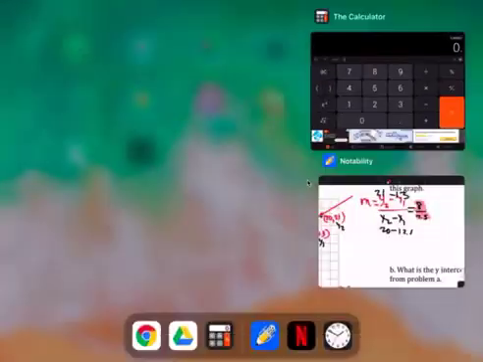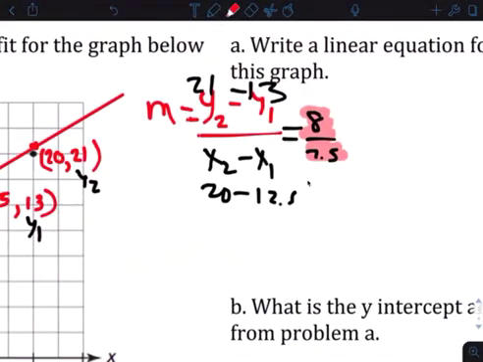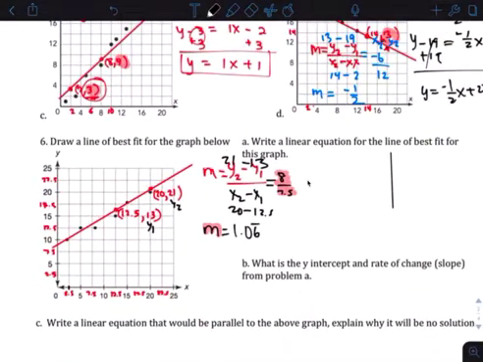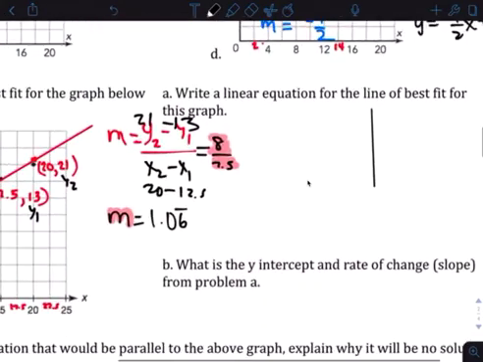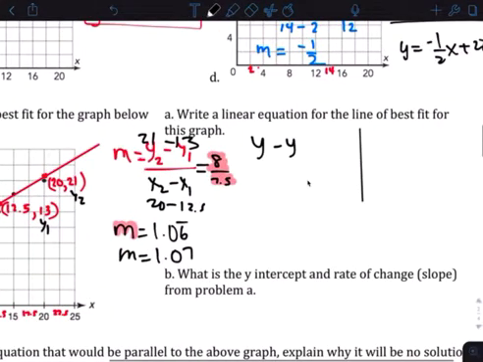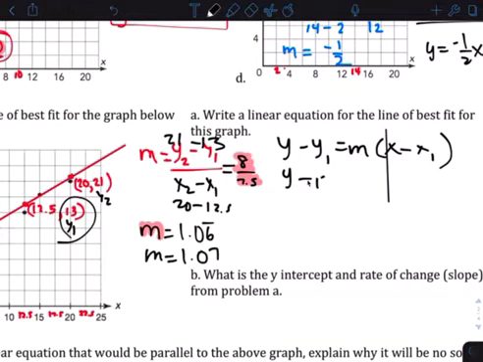Okay, I got 1.06 when I did this. So my slope was 1.06, repeating on 6. In that case, I'd round it to m equals 1.07, rounded to the nearest hundredth. Then you use y minus y sub 1 equals m parentheses x minus x sub 1. Y minus your y sub 1, which is 13. M is 1.07 parentheses x minus x sub 1, which is 12.5.